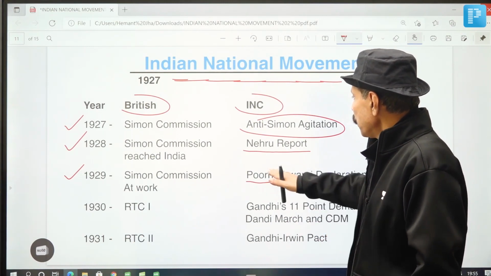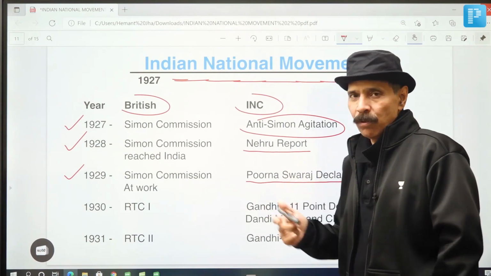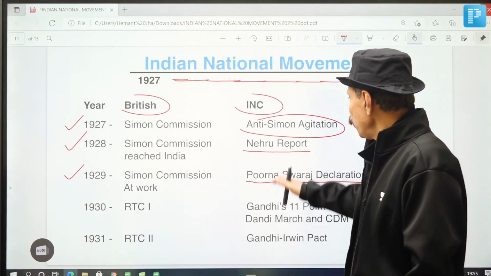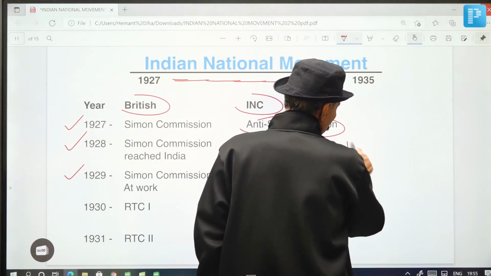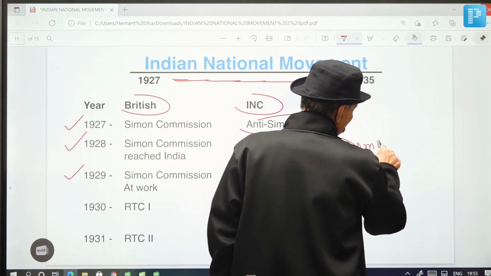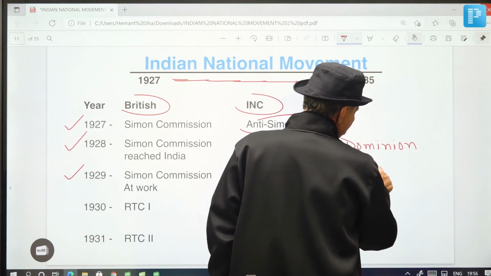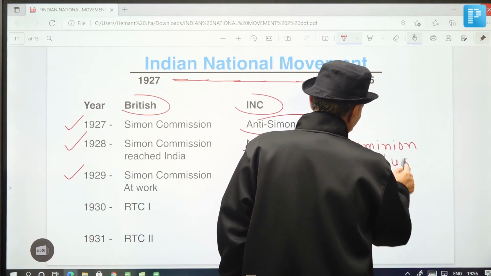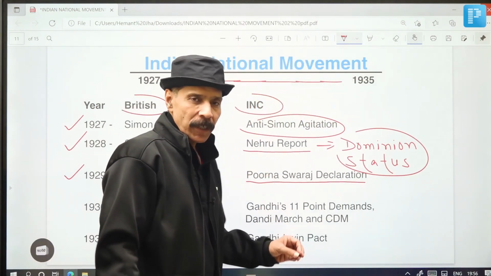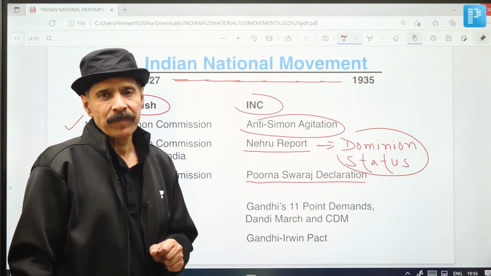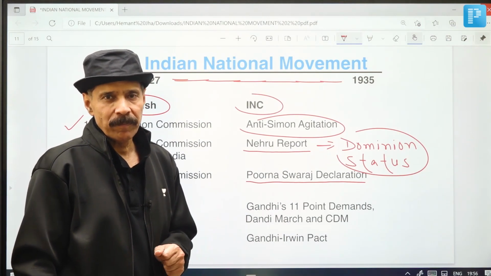And in 1929, Congress in Lahore session declared Purna Swaraj as a goal. In Nehru Report, the goal was dominion status, not Purna Swaraj. Purna Swaraj's goal was emphasized by the new socialist leadership, and under their pressure, finally, this goal was accepted.